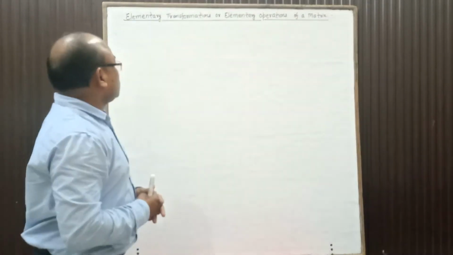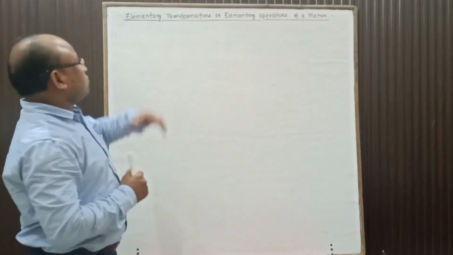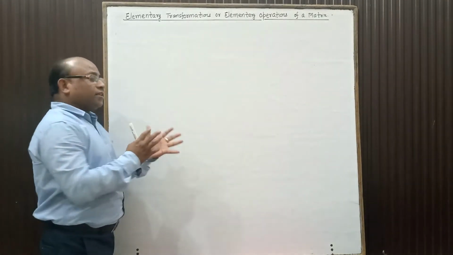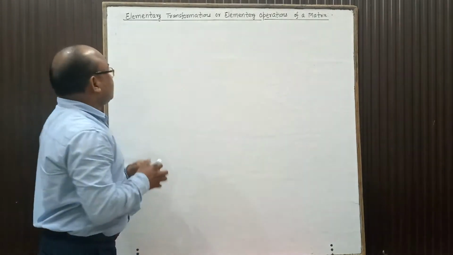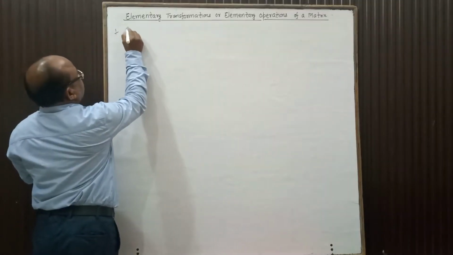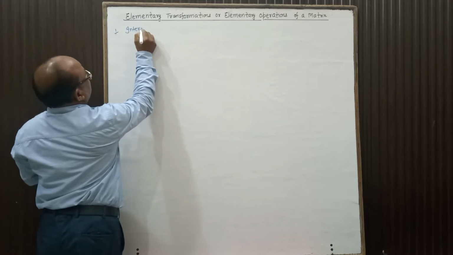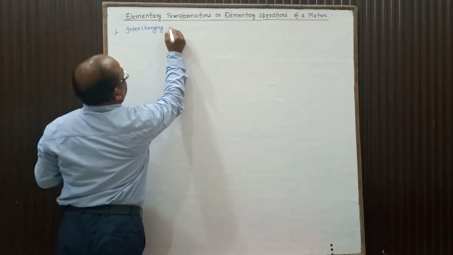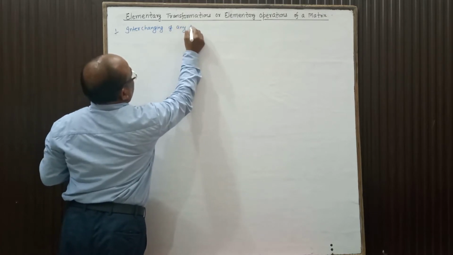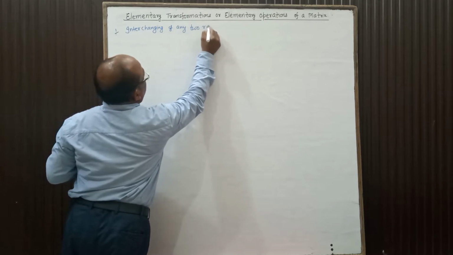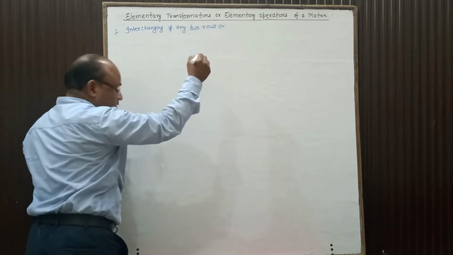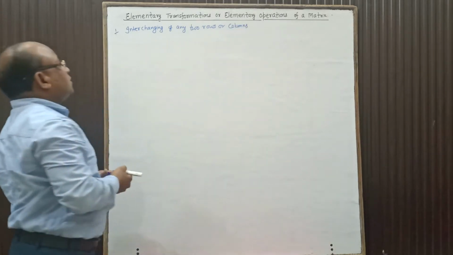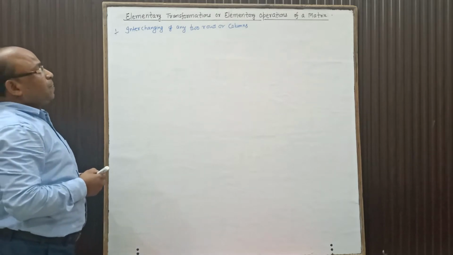Hello students, today we will study elementary transformation or elementary operation of a matrix. So let's start. There are three elementary transformations. First one is interchanging of any two rows or columns. Interchanging of any two rows or columns.